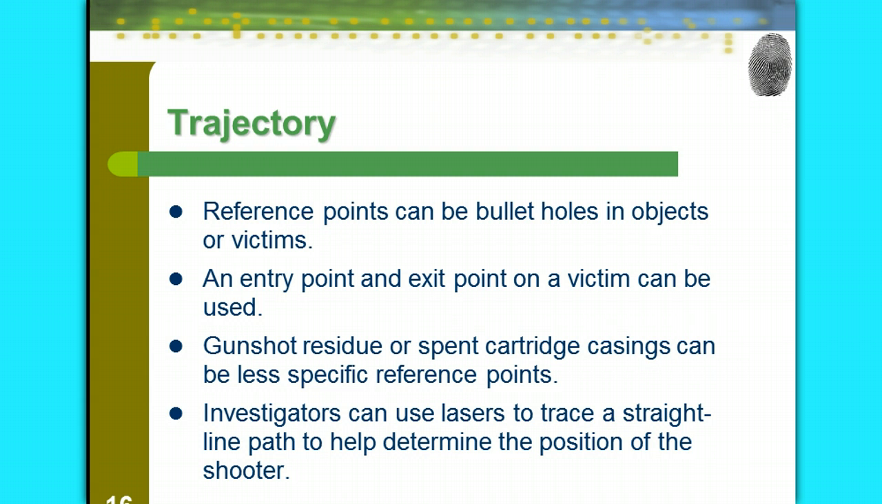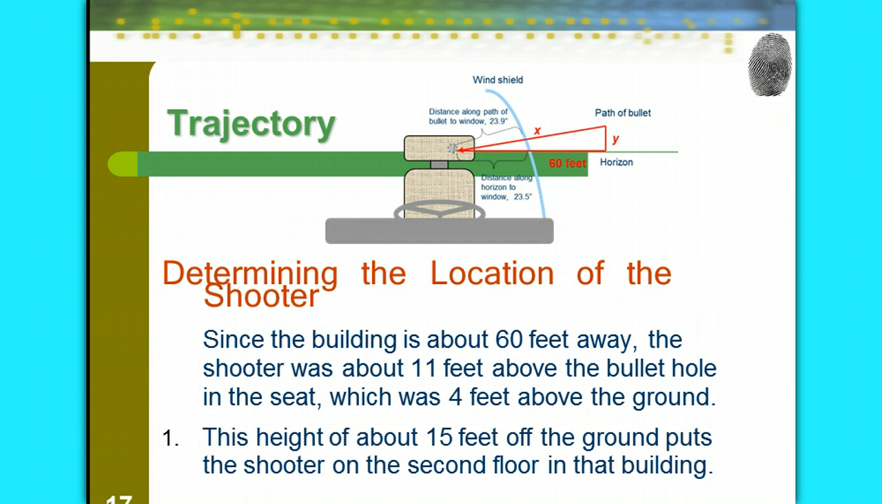And then investigators can actually use better technology than they did in the video that we saw at the beginning of the unit, where they used the stringing and the straws. They can actually use lasers now to trace a straight line path to help determine the position of the shooter. So in determining this scenario, we're basically using that law of tangents again. In this situation, we know that the building is 60 feet away, so that's the adjacent side.